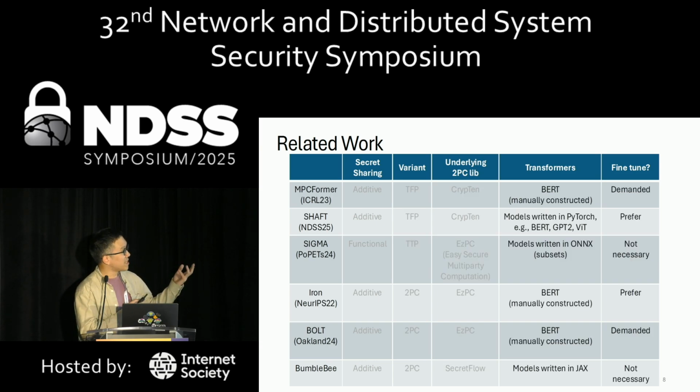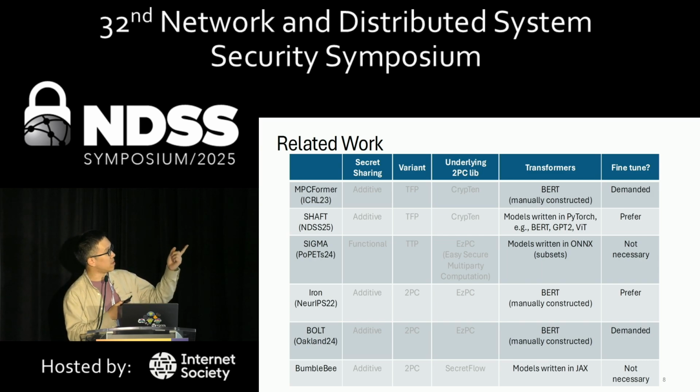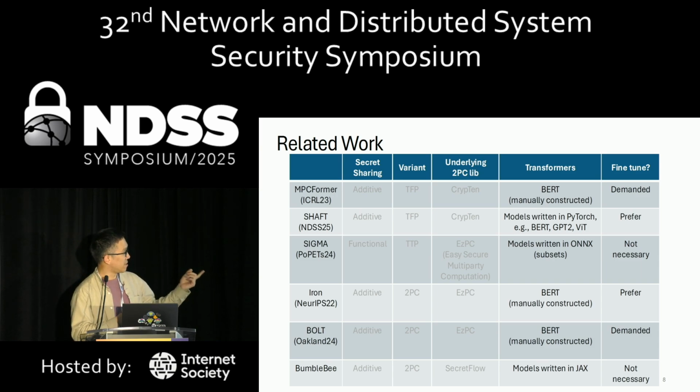And currently, they support different transformers, like BERT only, or in Shaft, they can support models written in PyTorch, and like Oakland. Our BumbleBee can support models written in JAX. And because some of them have to replace components of the transformer, some of them have to run model fine-tuning, and some of them do not prefer model fine-tuning.